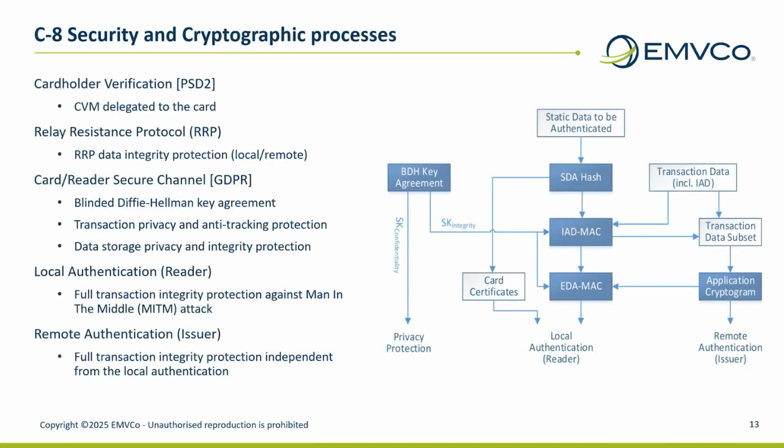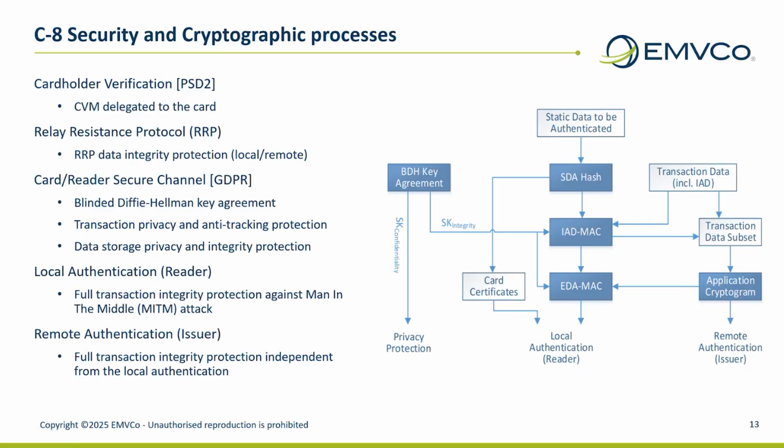We now move deeper into the security and the cryptographic processes defined for Kernel 8. The left half of this slide highlights the security features of the C8 specification, but what I want to focus on is the flow diagram on the right. Stepping back, we can think of EMV as providing two-factor authentication, something you are or know in combination with something you have. The flow diagram on the right deals with the second factor, something you have.